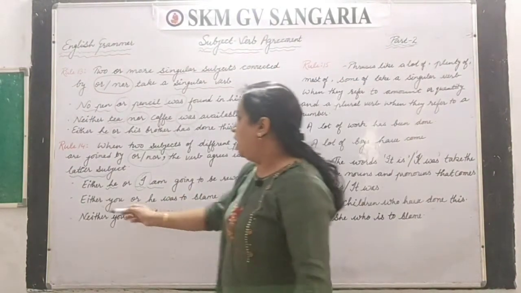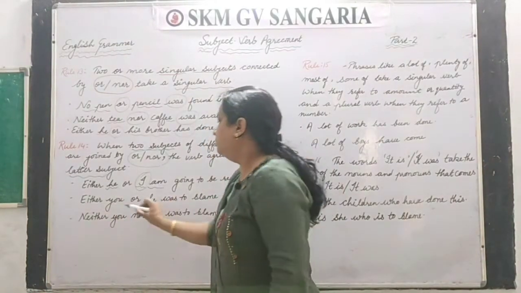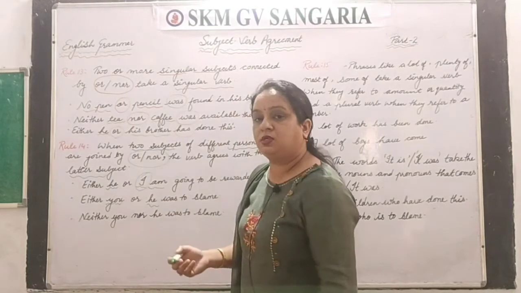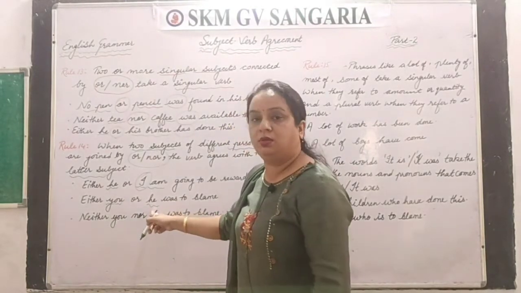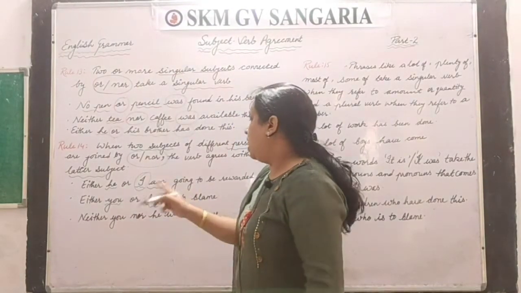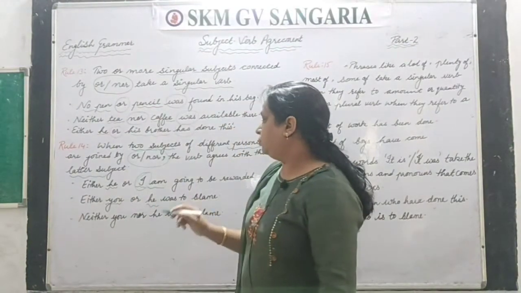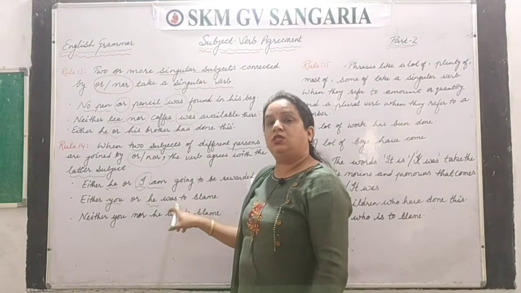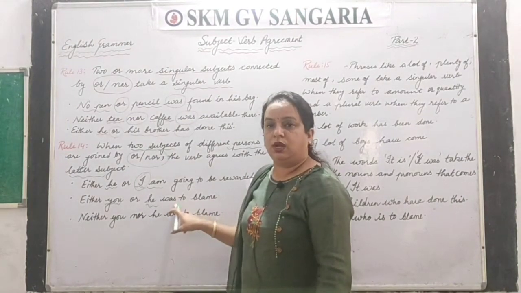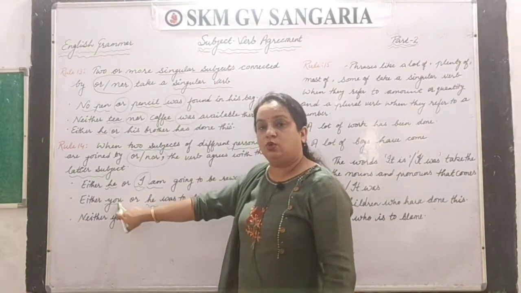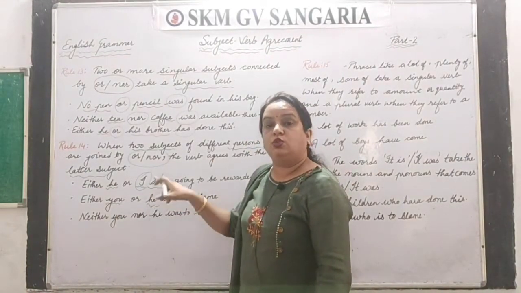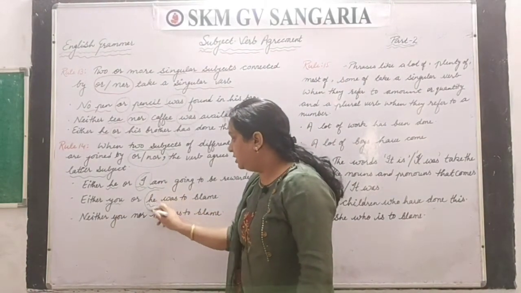Next one, either you or he. So here what is there? You and he, both are different persons, you second person and he third person singular. So either you or he. Now if suppose was and were are given to us, right? What will you do? With you, you have to use were, but with he you have to use was. So what is the later subject, which one?